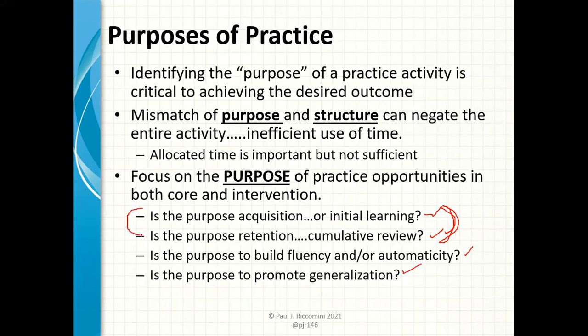And what we have learned is practice for acquisition and practice for retention should look different, and they don't. Obviously, I probably haven't been in your classroom, but I have enough experience seeing what's happening now to know that there is not a difference between initial practice and retention practice. And that's what we're going to look at.